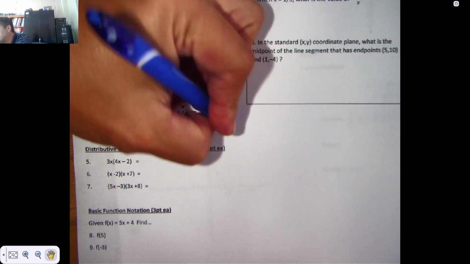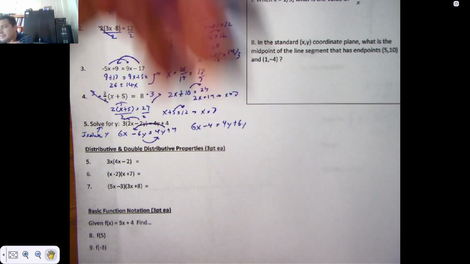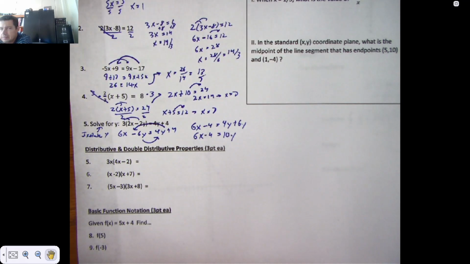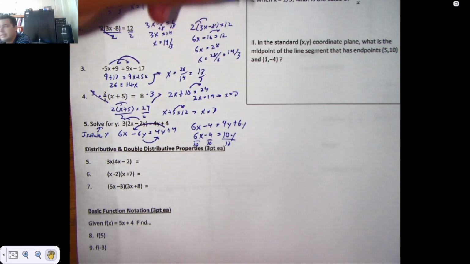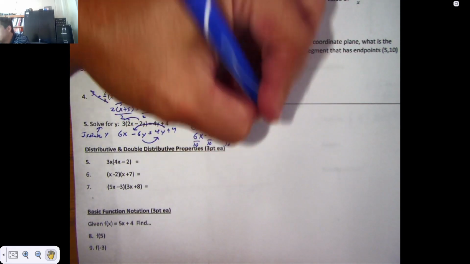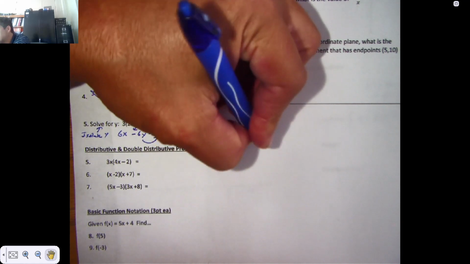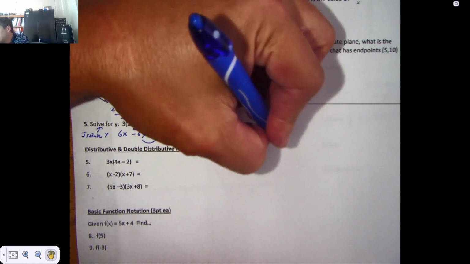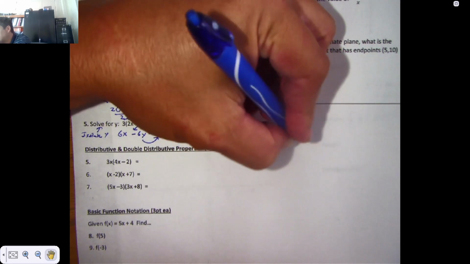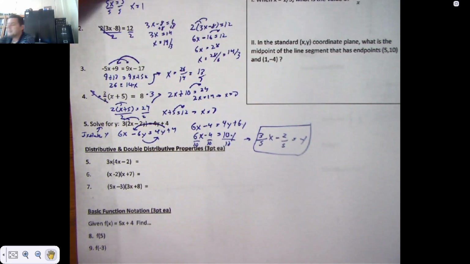And now that that's done, I can put y's on one side and I can put everything else on the other. So I'm going to move that positive 4 to the left, and you cannot combine 6x and negative 4. And I'm going to move that positive 6y to the right because of the outcome. The outcome is I now have 10 y's on the right. And the last thing to do is to divide by 10. Divide every single piece by 10. And then reduce. So 6 over 10 is 3/5. And 4 over 10 is 2/5. And that would be your y value. That is solved for y.